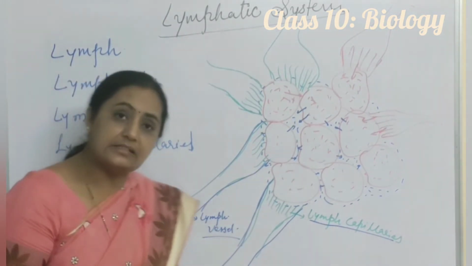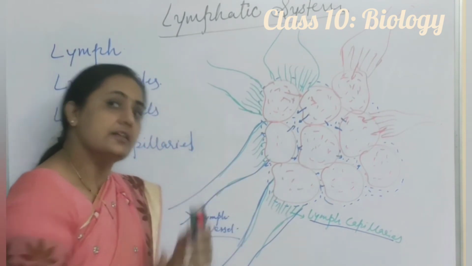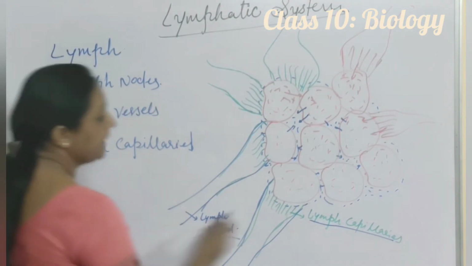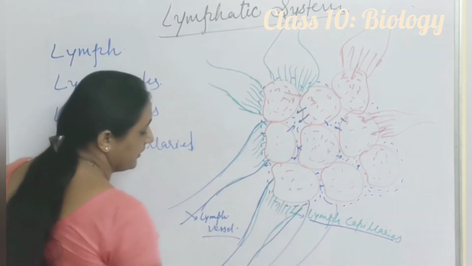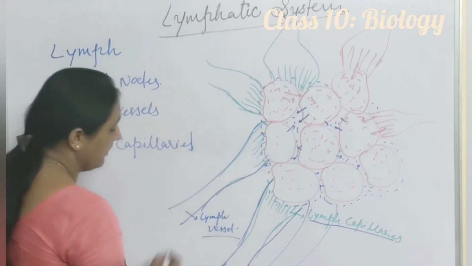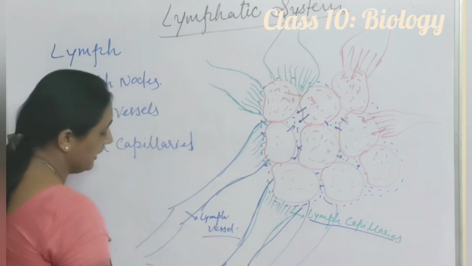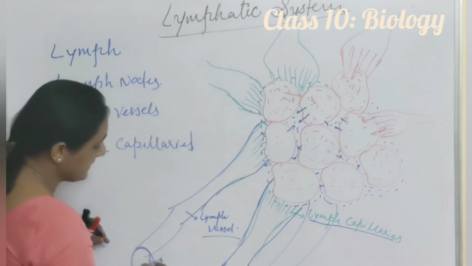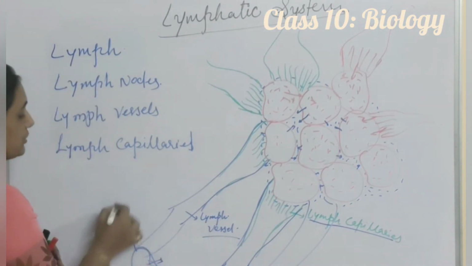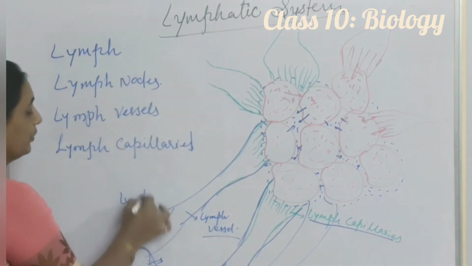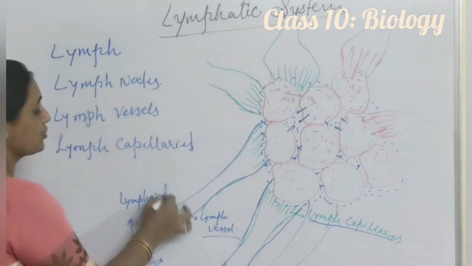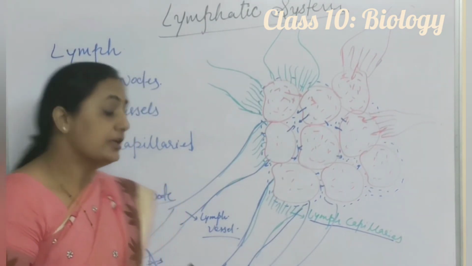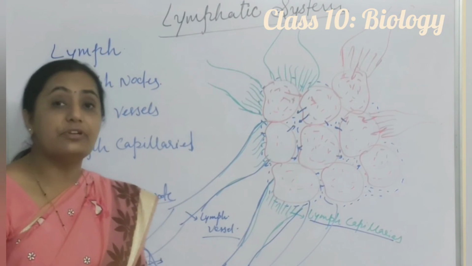Such lymph vessels, after some interval, again come together and join at a particular point, and that point of joining of lymph vessels is called a lymph node. Where lymph vessels join together, that is called a lymph node. So in this lymph node, lymph is present, and in this lymph WBCs are there.